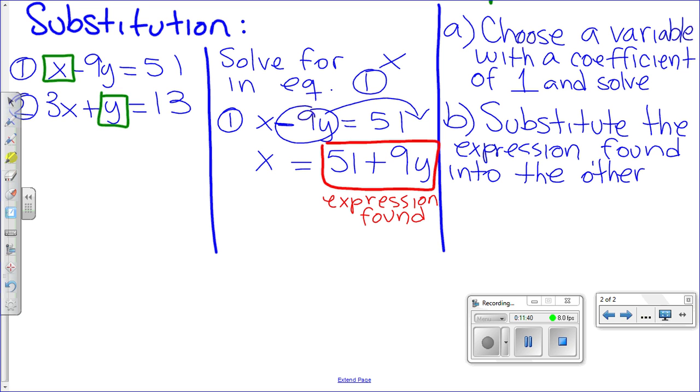For the step A, so remember I added that statement to step A. So choose a variable with a coefficient of 1 and solve for that variable, which we did here, right? Okay, now next step was substitute the expression found, what I have enclosed here in the red rectangle, into the other equation. So that's what we're going to do here.